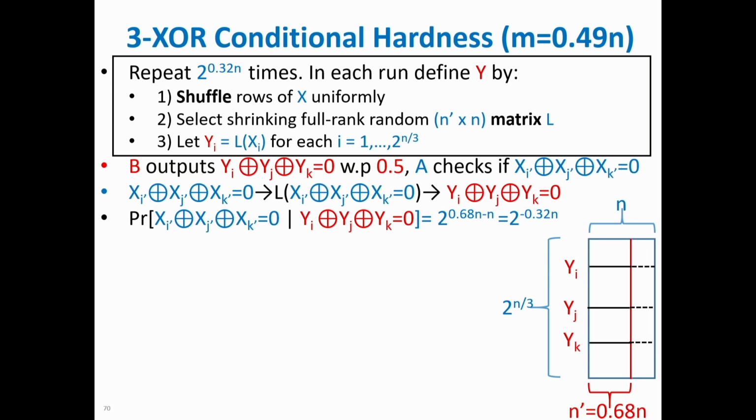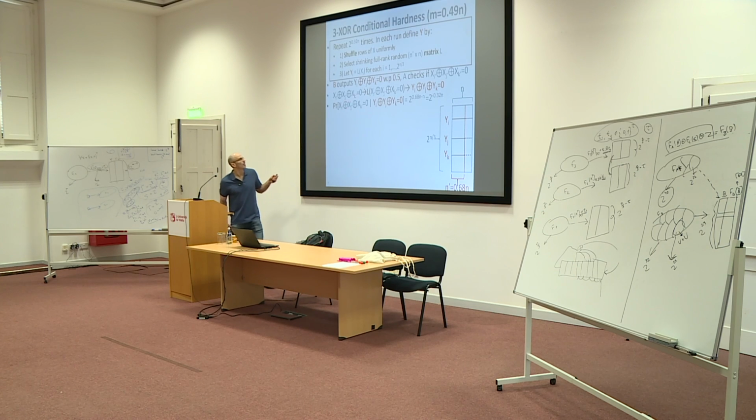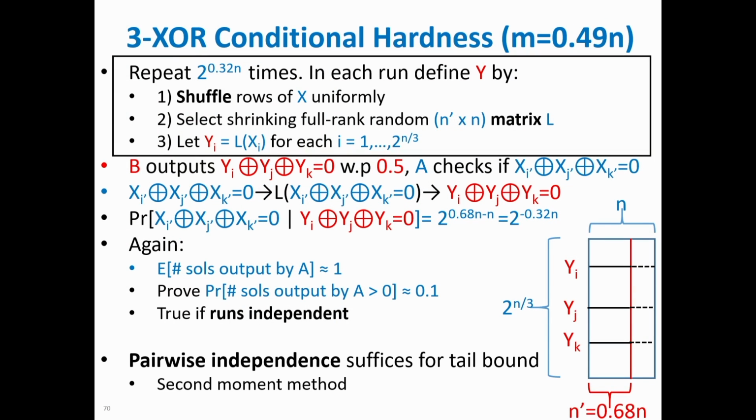Okay, so you can show basically, again, that the success probability here in each iteration is 2 to the minus 32n. That's basically unchanged. Okay, so what we need to show is basically the independence of the different runs. That's the piece that was missing previously, because B could correlate its answers. We need to show that it doesn't happen anymore.